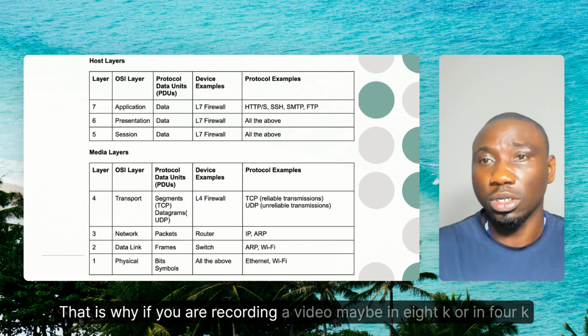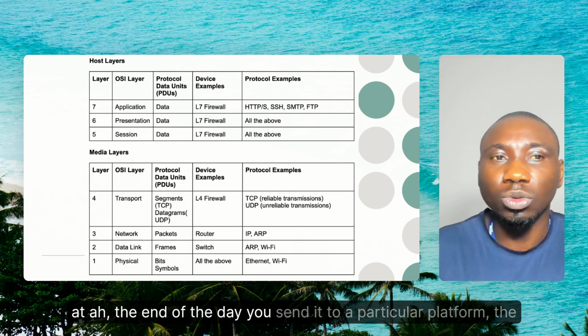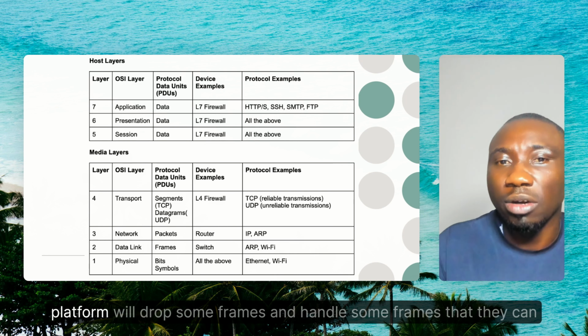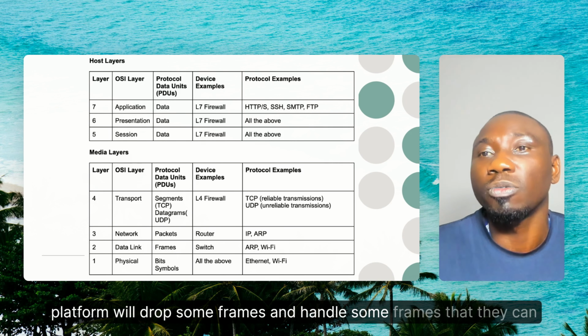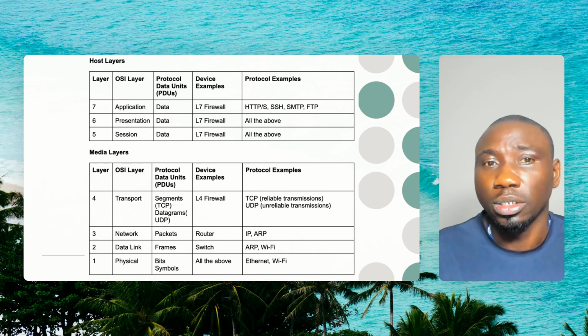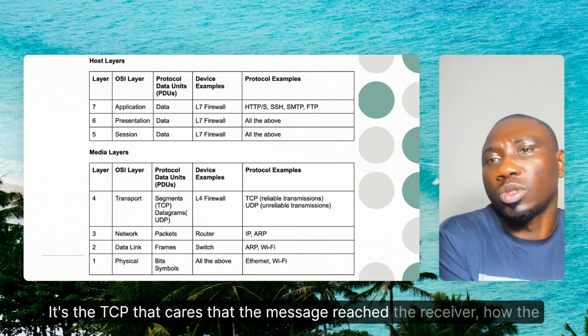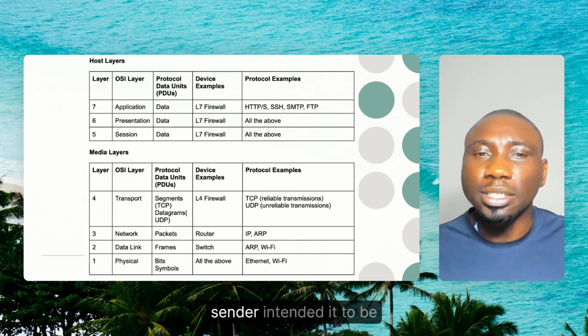That's why if you are recording a video maybe in 8K or in 4K, at the end of the day, you send it to a particular platform. The platform will drop some frames and handle some frames that they can. UDP doesn't care. It's TCP that cares that the message reaches the receiver how the sender intended it to be.